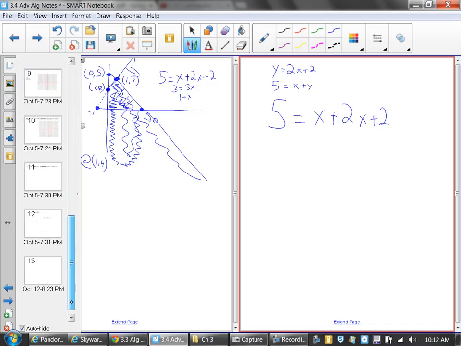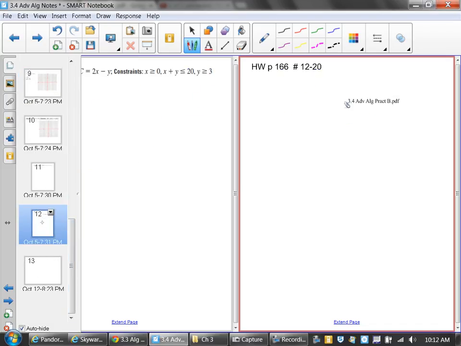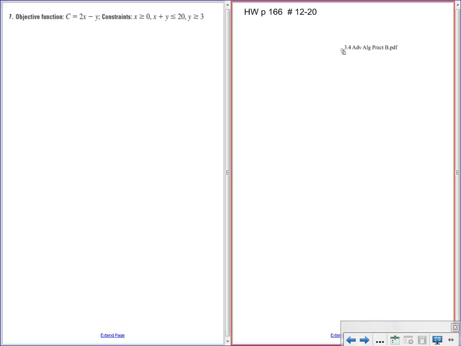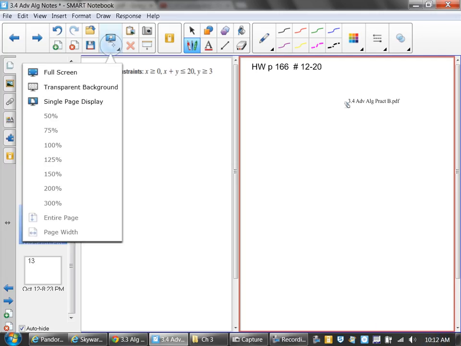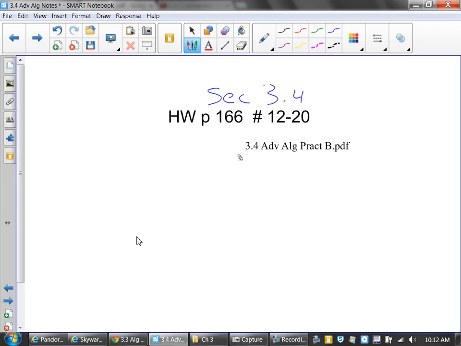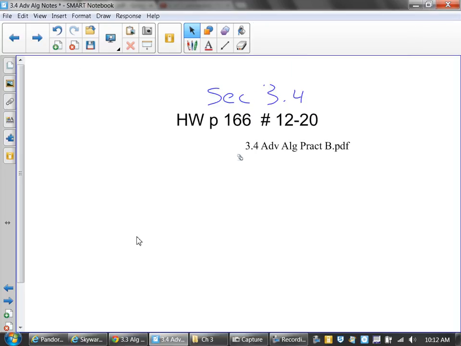Here's what I want you to start for tonight. Try those. This is section 3.4, 12 through 20. They're constraint problems. Don't use graph paper. Rough sketching. Exactly. That's exactly what they look like.